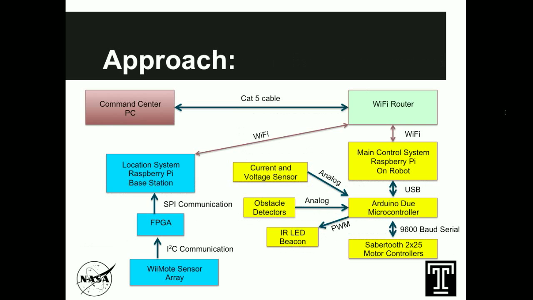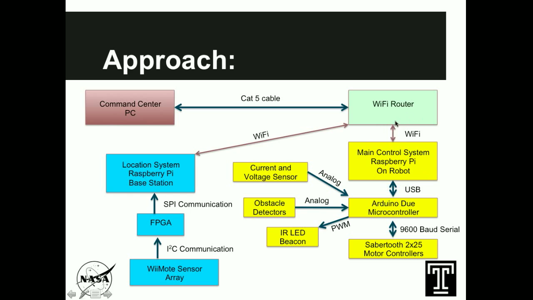So there are 3 separate systems that will all be communicating with each other for our control system. There is a main command center PC that will be connected via Cat5 cable to a Wi-Fi router. That's our first system. Our second system is a location system that's going to be affixed to the collection bucket, which will be a Raspberry Pi. This will be connected to the router via Wi-Fi.